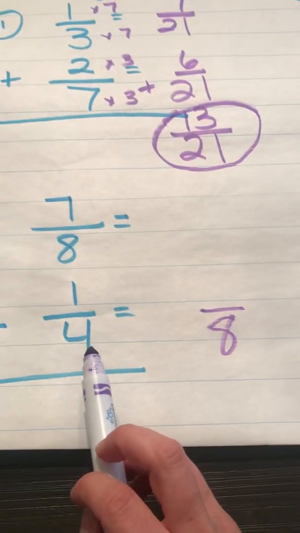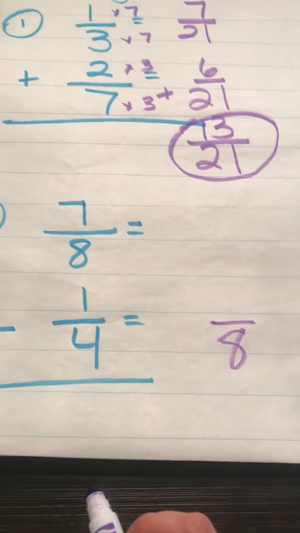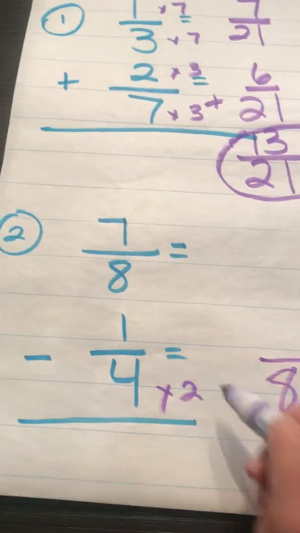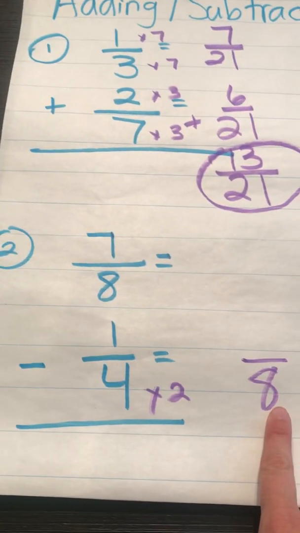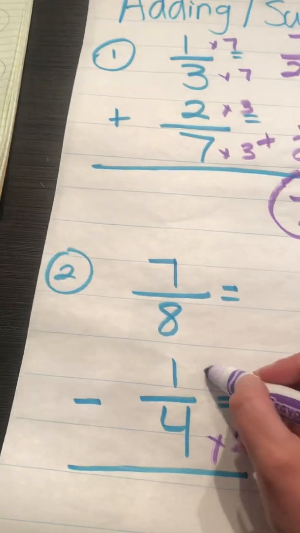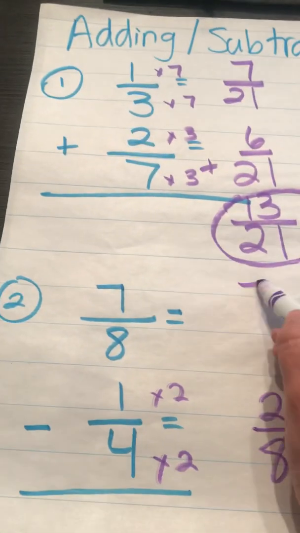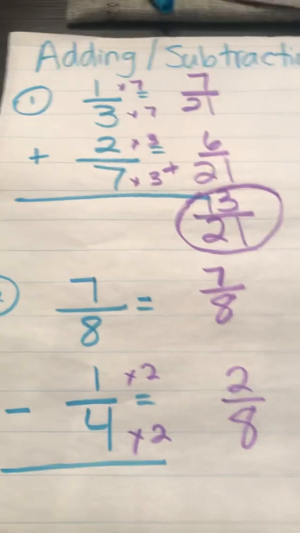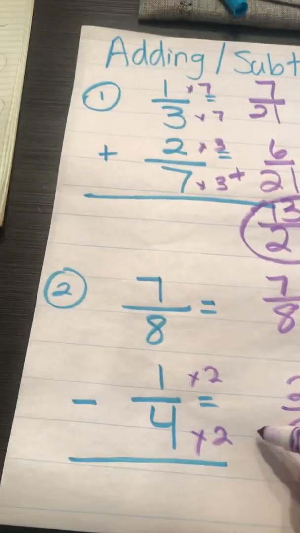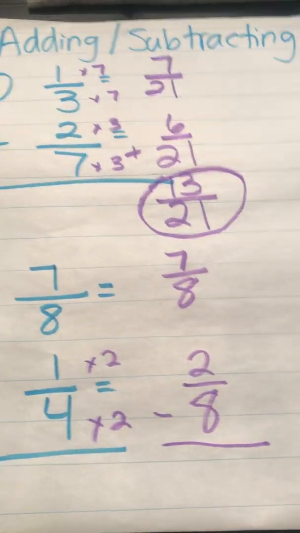All right, so 1/4 now has a new denominator of 8. I'm going to ask myself, 4 times what gives you 8? 4 times 2. Whatever you do to the bottom, you then need to do to the top. 1 times 2 is 2. 7/8 is going to stay 7/8 because 8 is our denominator. Now I am going to subtract these numbers.